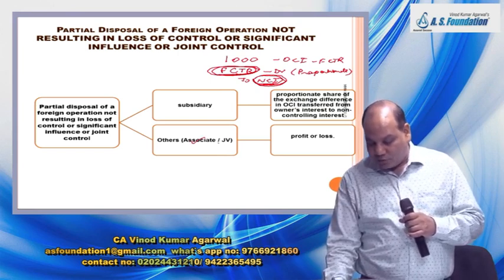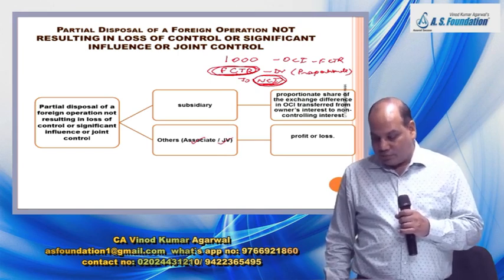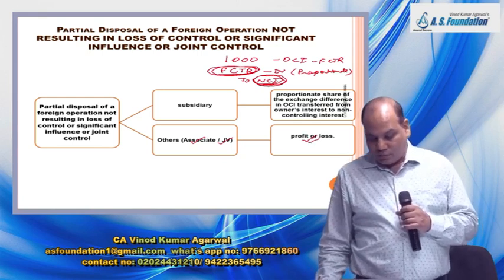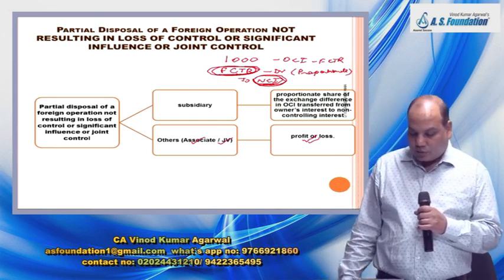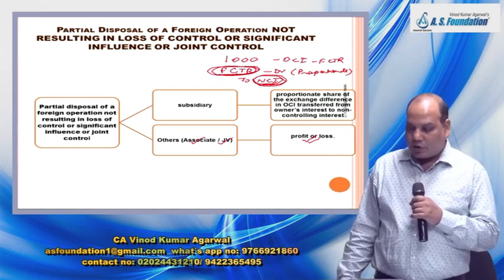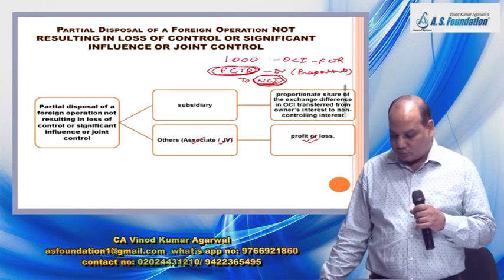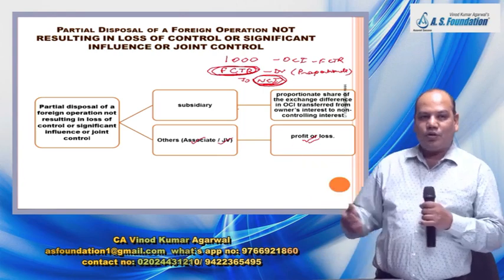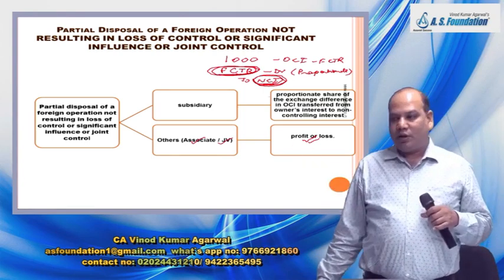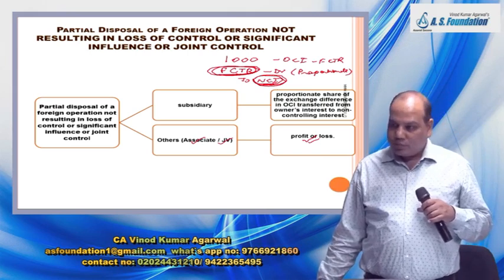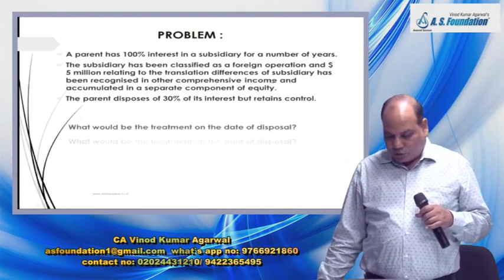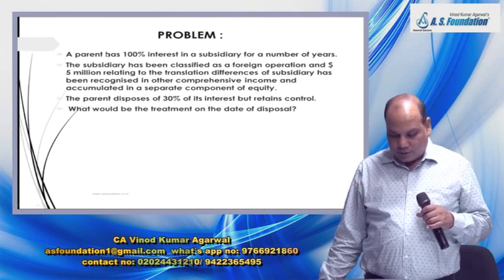But in case of JV or associate, it will be transferred to the profit and loss account, even if there is no loss of control or no loss of significant influence. For JV and associate, P&L account, but for subsidiary, because your stake goes down, NCI share goes up, they say that transfer it to NCI. Okay. So all these complications you have to keep in mind.